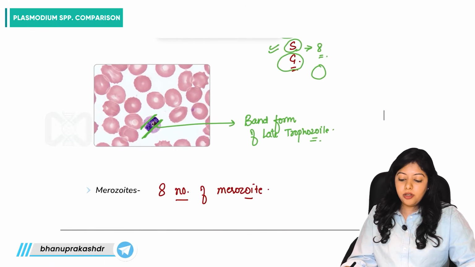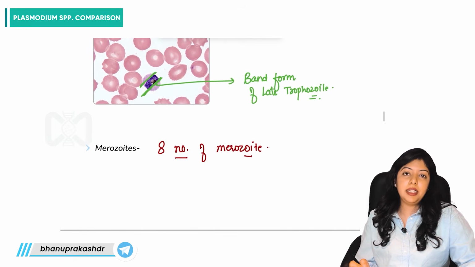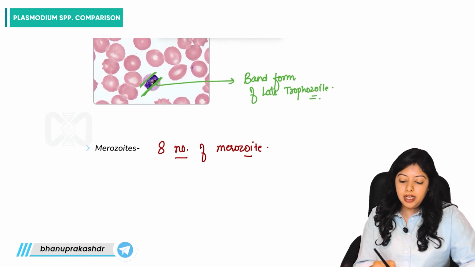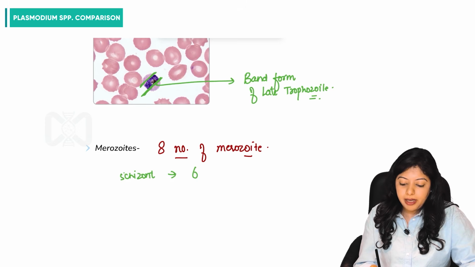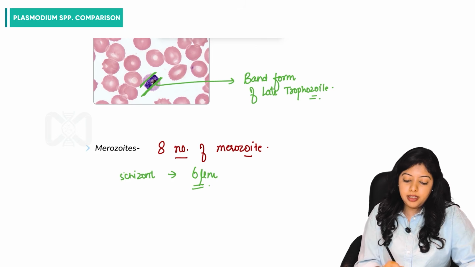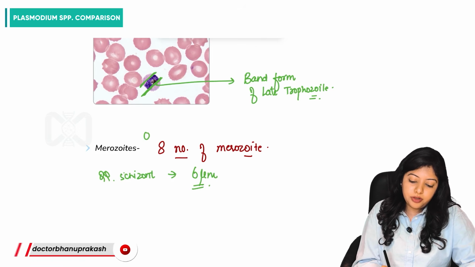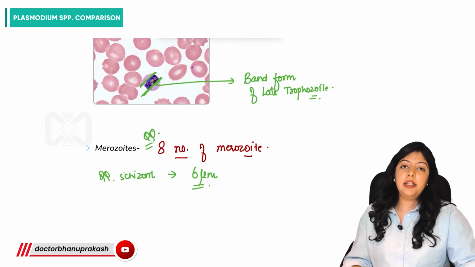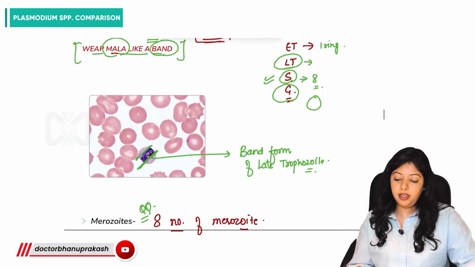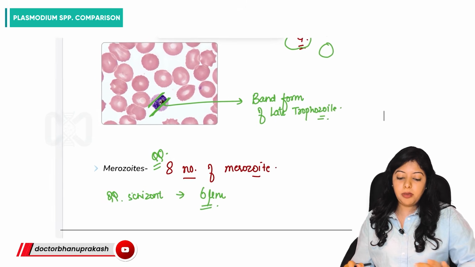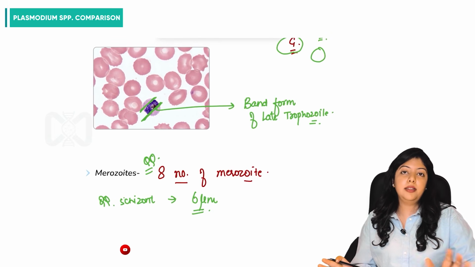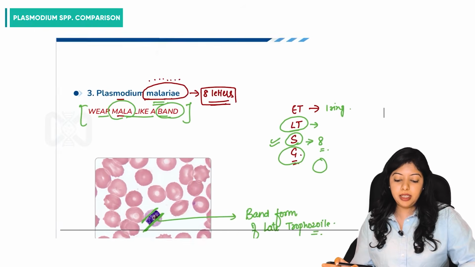Whereas the schizont size of Plasmodium malariae and ovale is going to be around 6 micrometer, right? You must remember all of this. All of these are important high yield questions, right? So this was about the morphological depiction of Plasmodium malariae.